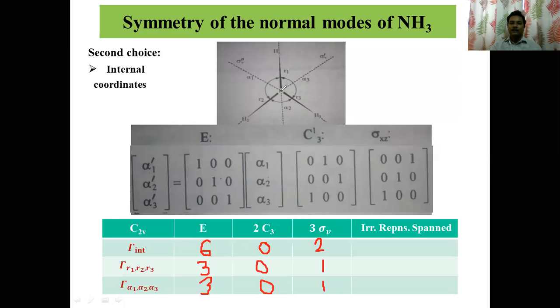Now, if I go for C3, all of them are going to change their position. So it is going to be 0. Now for sigma v xz, 2 of them are not going to change, R1 and alpha 2. So it's going to be 2. So this is going to give you the idea of what the reducible representation is using the internal coordinates. So now let's reduce this.